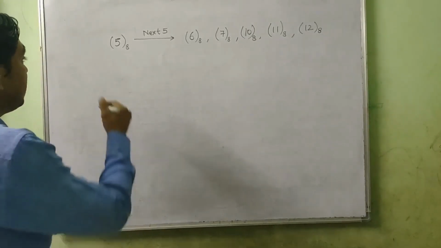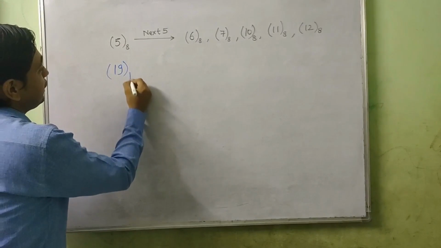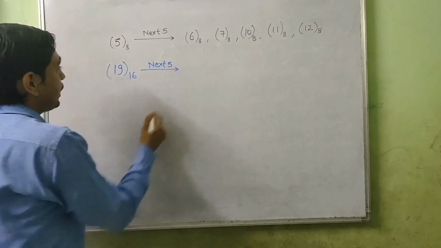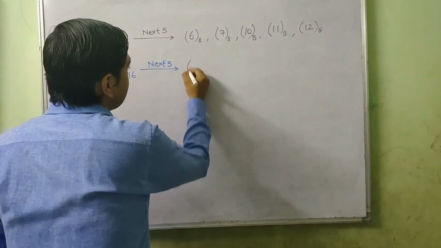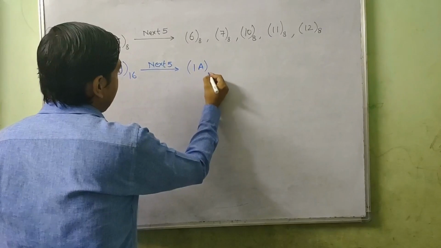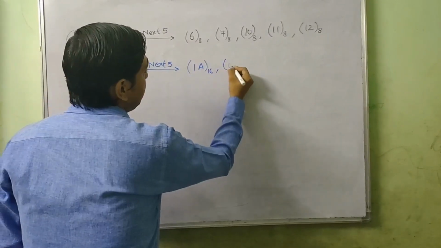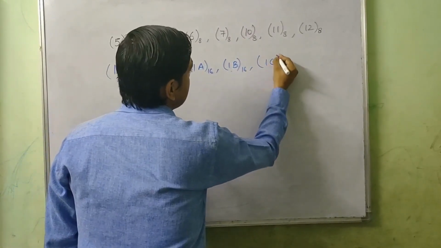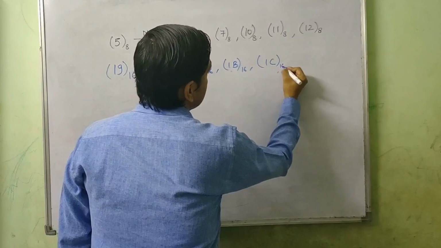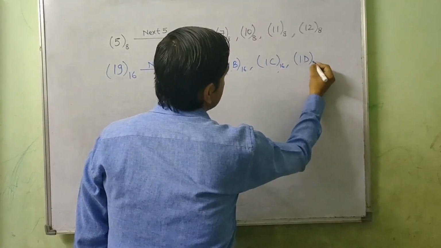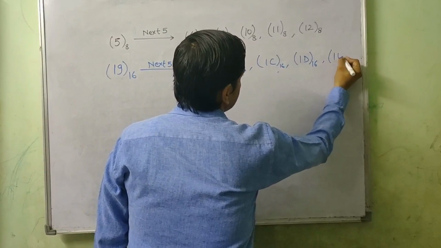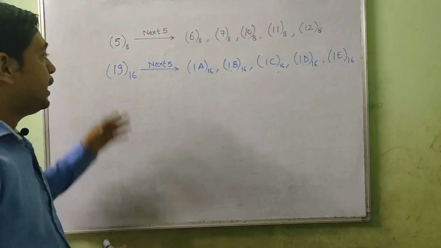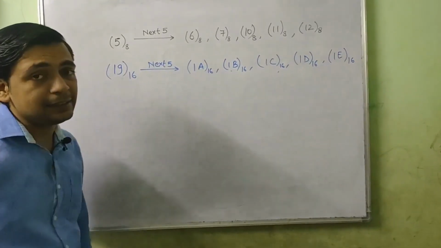Let's see 19 to the base 16. It means 19 in hexadecimal. What will be the next 5? Okay, so after 9, we know in hexadecimal the next digit is A. So 1A. Okay, then 1B. Then 1C. Then 1D. And then 1E. So these are the next 5 numbers after 19 in the hexadecimal number system.